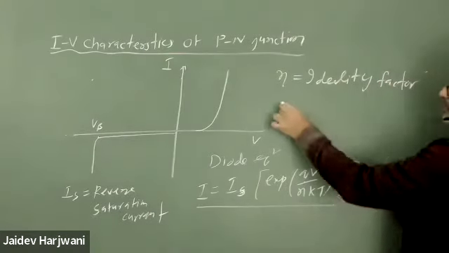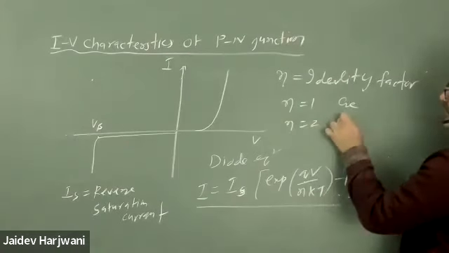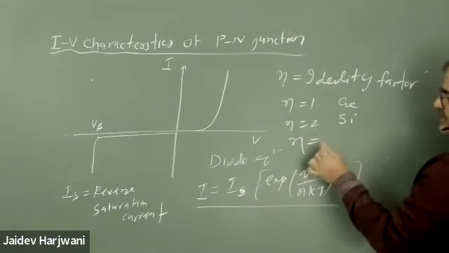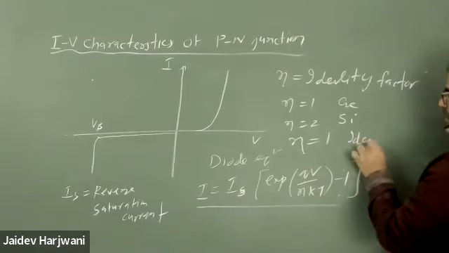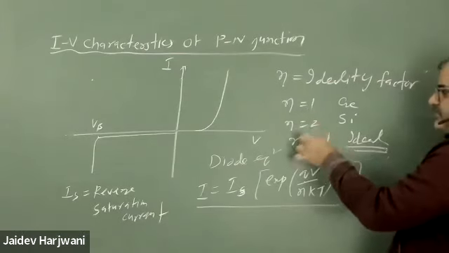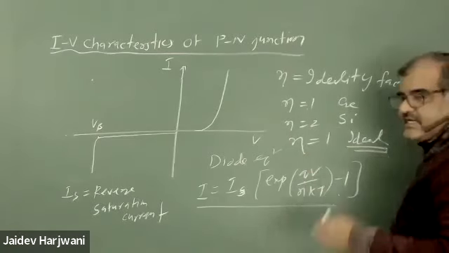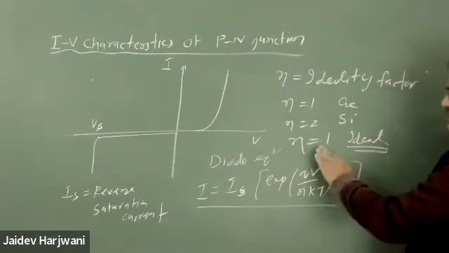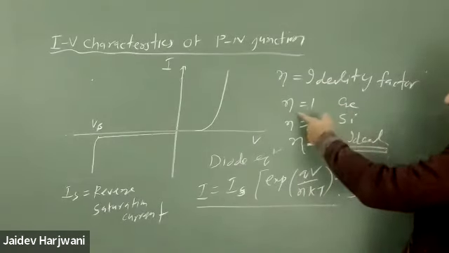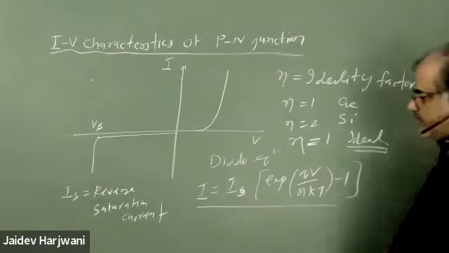Eta value is 1 for a germanium PN junction. It is 2 for silicon. And if nothing is given, you assume ideal, so in the ideal case you can take 1. In a question, if nothing is given and it's germanium, you put 1. If it's silicon, you can use 2. And if it says silicon ideal, then also you put 1. Most of the time you put eta equals 1. Especially if they mention that for germanium you take 1 and for silicon you take 2, then you have to take 1 or 2. So this is your diode equation.